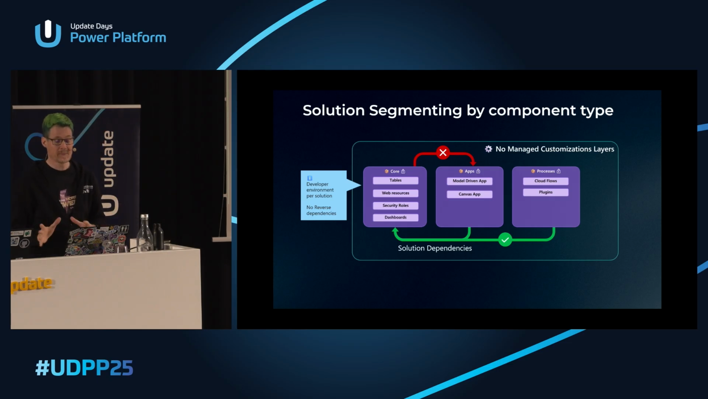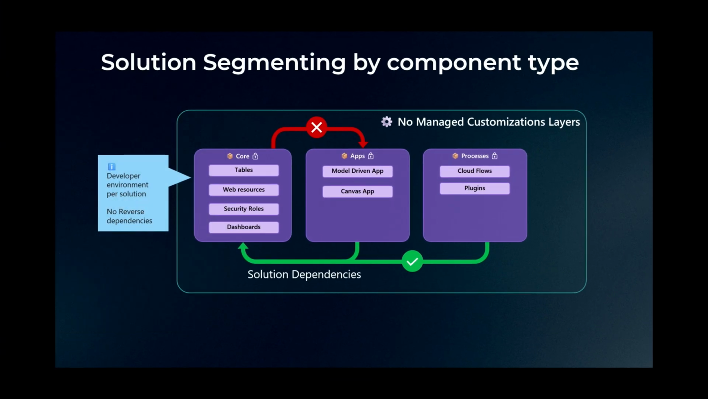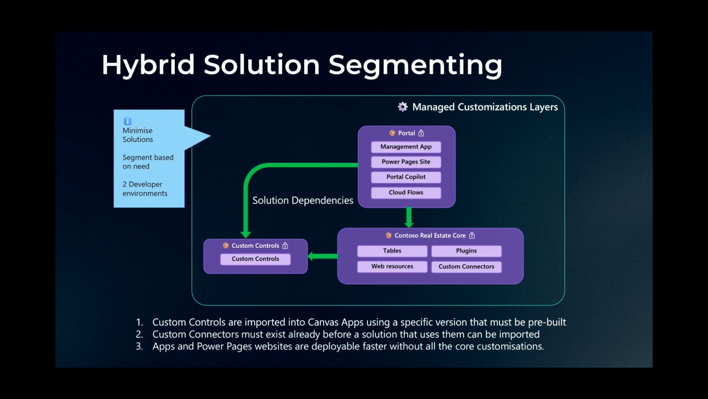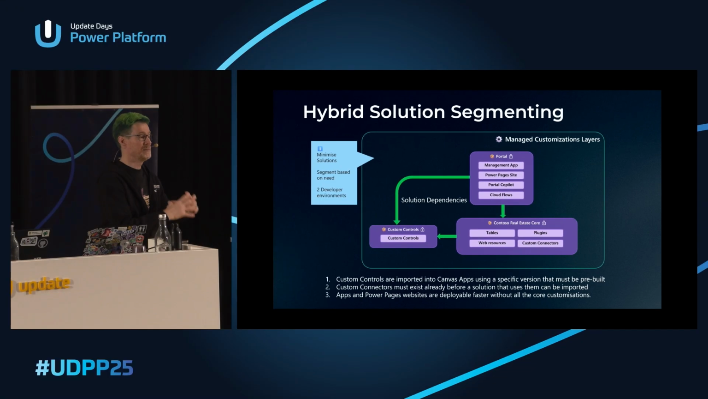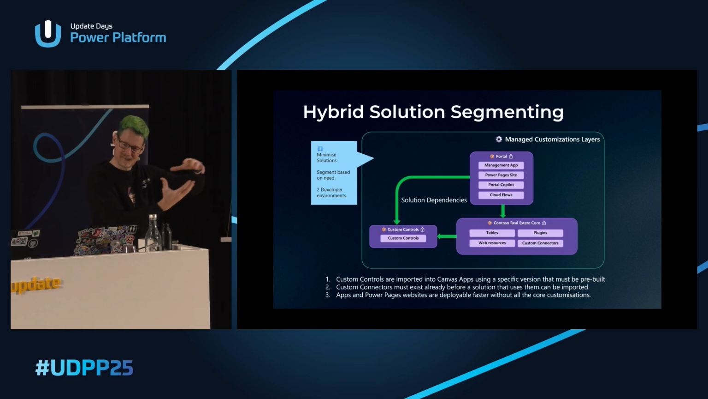You could also segment by component type. So this gets more complicated, but it is achievable. But again, you need to avoid circular references. It's the most important thing. But a hybrid solution, and this is what Contosa Real Estate project does, where it says, okay, we've got a portal solution that is taking dependency on the core, but then we've also got these custom controls, which is actually built entirely from source. So the custom controls, the PCF solution, doesn't actually need a developer environment because it's only code. And so this is great because the fact that we're building it from code works very well for that.